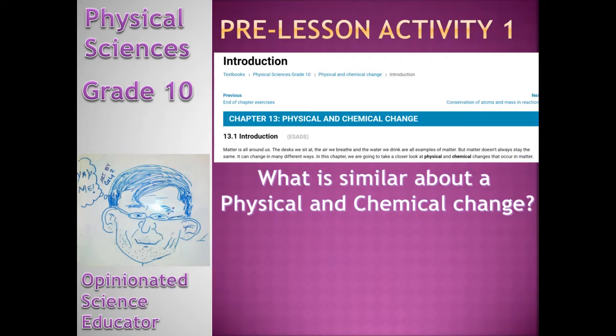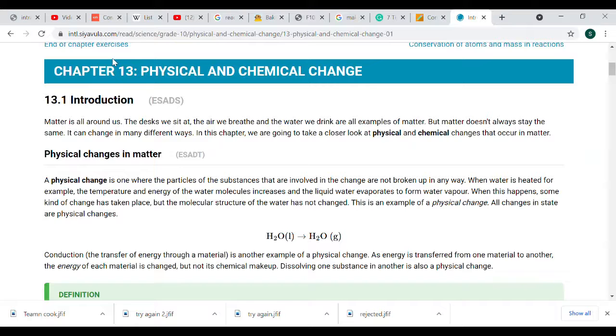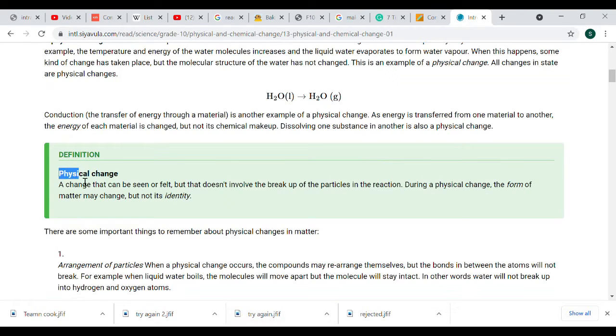As you read through this part of the textbook, tell me what is similar about a chemical and physical change and what is different about a chemical and physical change. Find the definition first: scroll down and write down the definition of a physical change.